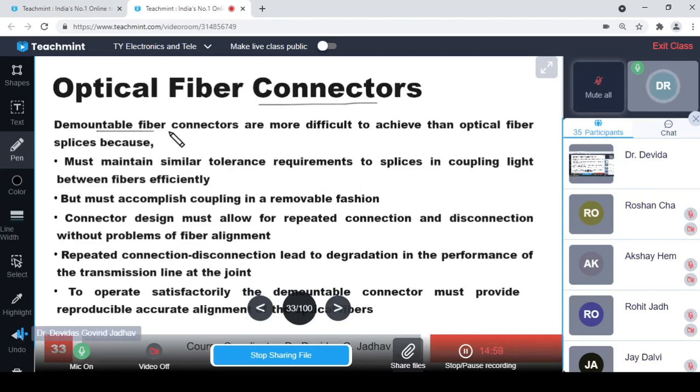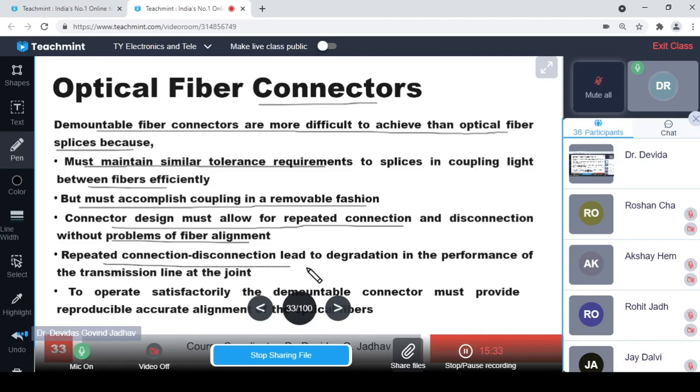Then in connectors, demountable fiber connectors are more difficult to achieve as compared to splices, because they must maintain similar tolerance even though they are frequently coupling light between the fibers, but they must accomplish it in a removable fashion. The connector design must allow for repeated connection and disconnection, and they must maintain the fiber alignment without problems. Repeated connection and disconnection leads to degradation in the performance of the transmission line at the joint.